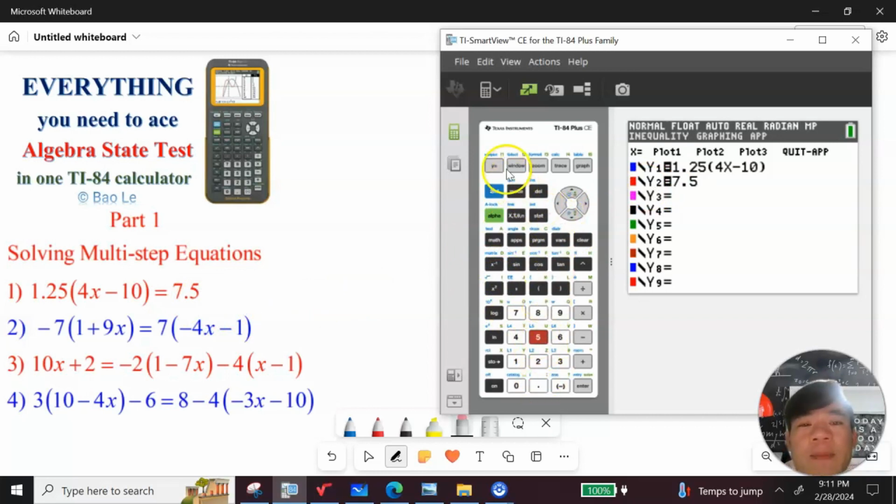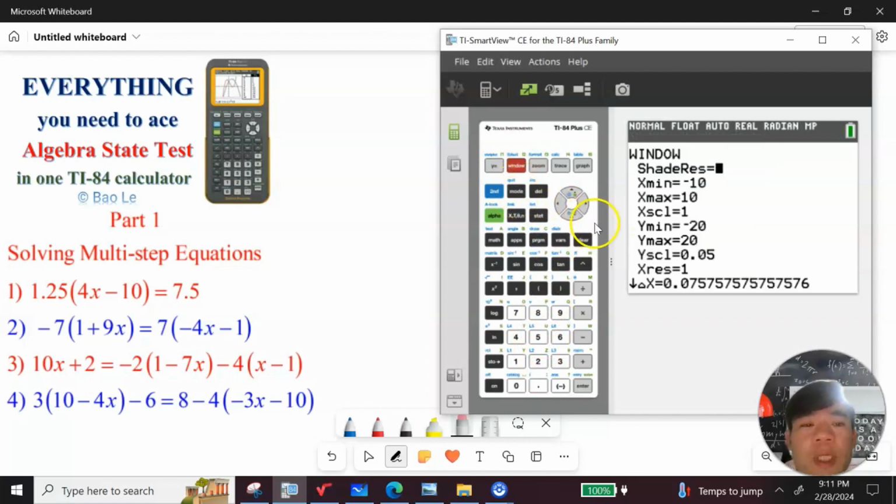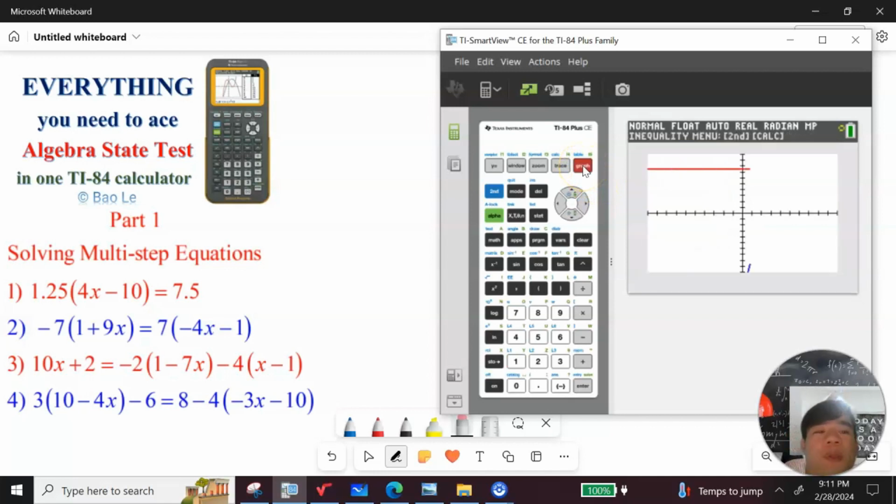Okay, now next step, you need to adjust the window so that the graph shows up. The best window range should be: the minimum X value should be -10, the maximum for X value should be 10, and the scale for the X axis should be 1. The Y minimum should be -10, the maximum for Y value should be 10, and the scale should be 1. Now after you adjust the window range, you just hit graph right here.